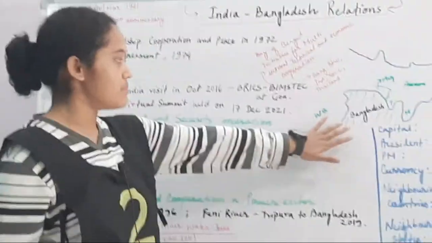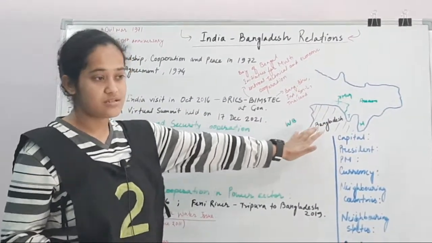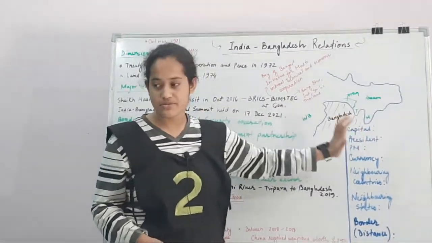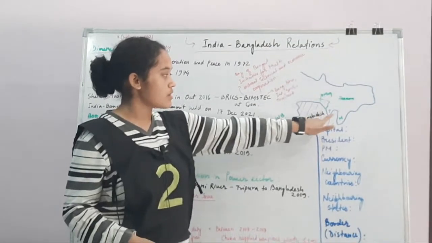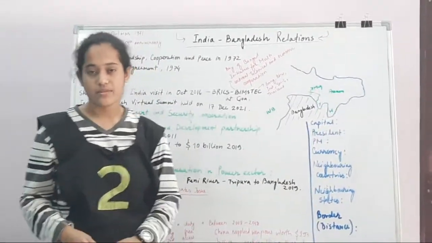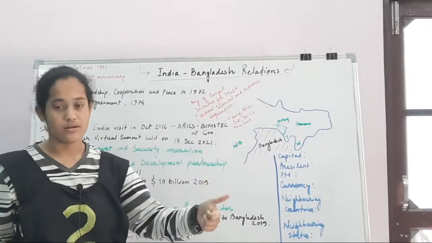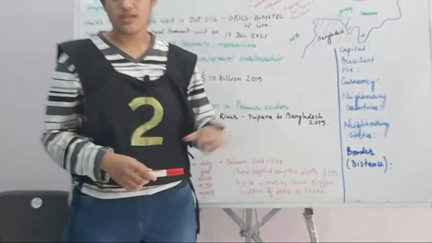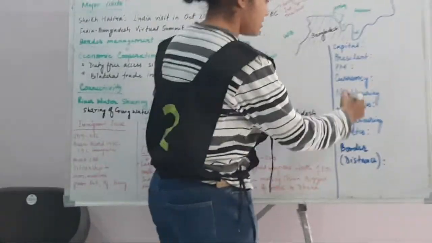This is Bangladesh, and you can see in the map itself, Bangladesh is surrounded by how many states? Can anyone tell me? Bangladesh is surrounded by 1, 2, 3, 4, 5 states of India, namely West Bengal, Meghalaya, Tripura, Assam and Mizoram. The neighboring countries of Bangladesh are mainly two, India and Myanmar. India shares the longest boundary with Bangladesh, and it measures 4156 kilometers.